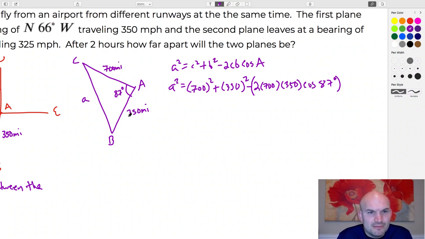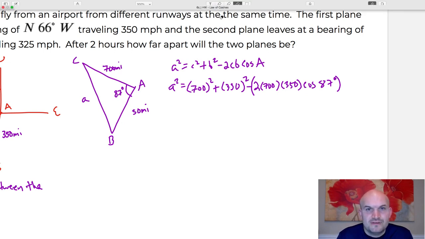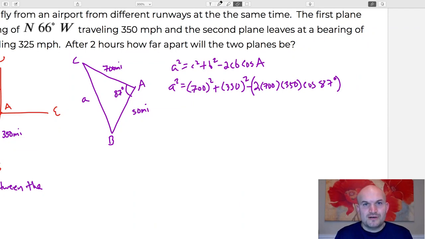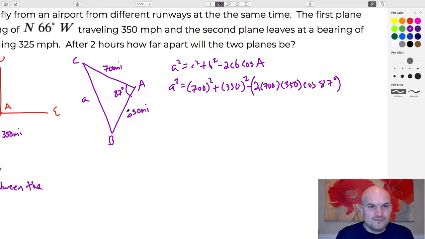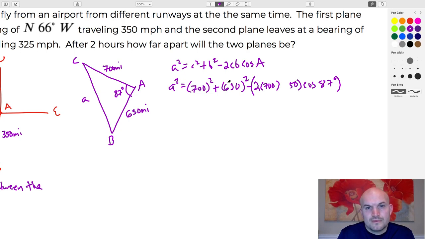Oh, I'm an idiot. I didn't double that. It's for 2 hours, so that's 650. I'm so glad I worked these out before, because I would have made that mistake. So that is definitely a 650. All right, now let's retype everything in again. Great, this is turning out to be awesome.